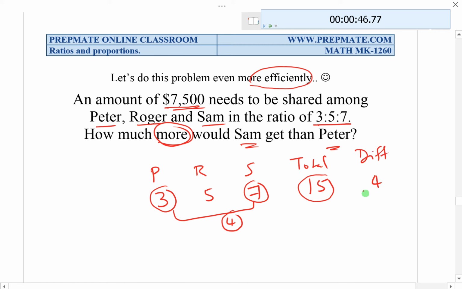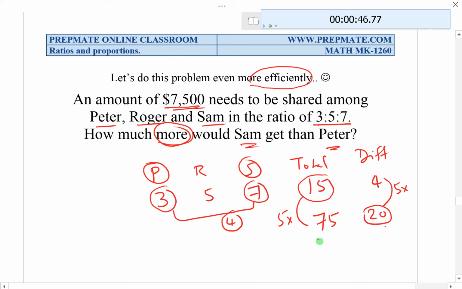This difference works exactly like the other ratios. And so if we have $75, then this is 5 times 15 is 75. So 5 times 4 is 20 will be the difference. So if we share $75, Sam will get $20 more than Peter because we already found the difference in the ratios.